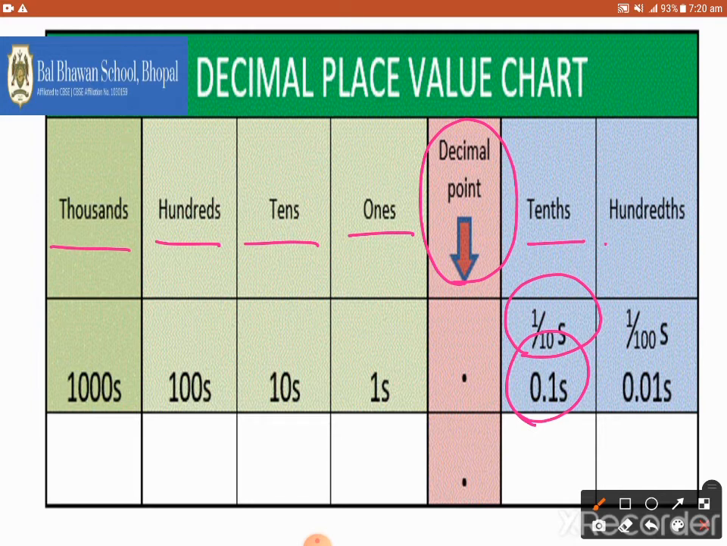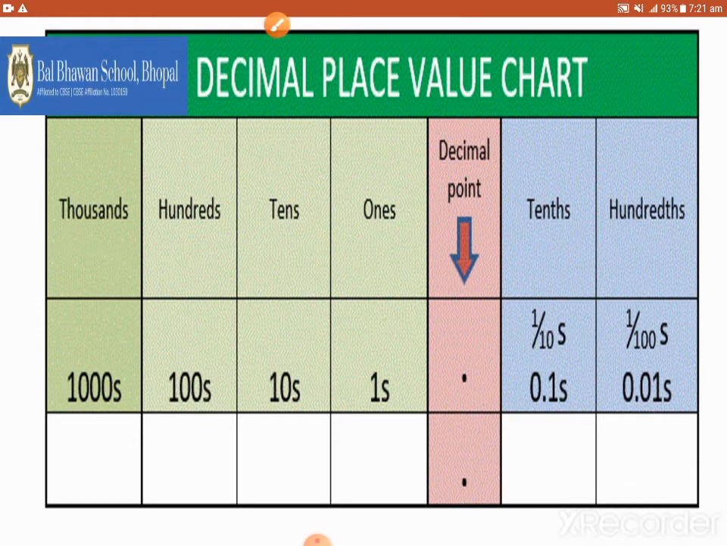The next place is called the 100th place, which can be represented as 1 upon 100 as a fractional part. And if we have to write this in decimal, it can be written as 0.01. That is, 1 is on the second place after the decimal, representing the 100th place.